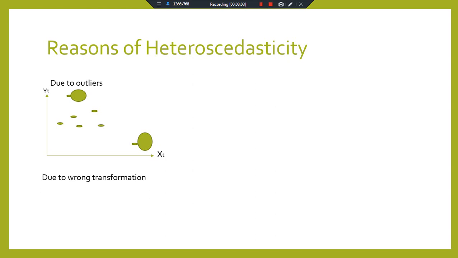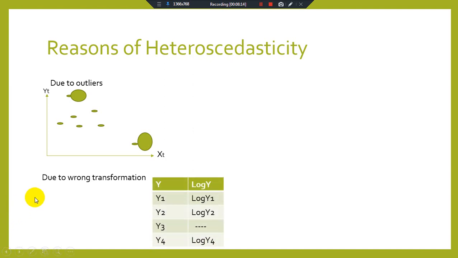Okay, due to wrong transformation, sometimes you are transforming the data from actual to, let's say you have data of y1, y2, y3 and y4, and you are going to convert this data into log form, and by mistake you are taking the log of the y series, but you are not taking the log of y3 and you write it as it is. So this wrong transformation will create a heteroscedasticity issue in our data.